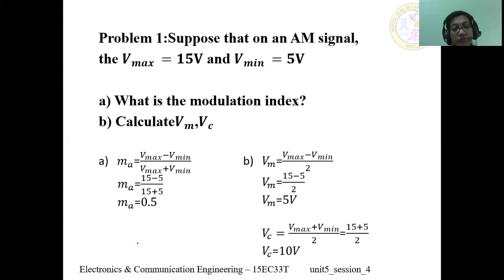So we can determine the Vm. Vm is given by the formula Vmax minus Vmin by 2, which is 15 minus 5 divided by 2, it is 5 volts, and Vc is 15 plus 5 divided by 2, it is 10 volts.